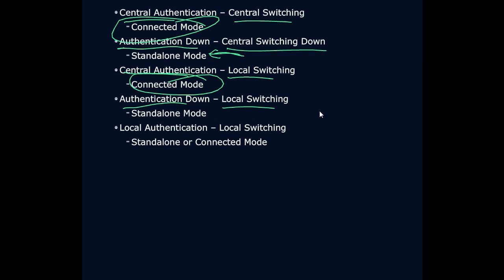What happens when authentication is down, but we're using local switching? That was our last scenario I just talked about at the end of that last slide, in which we are fine if the authentication took place prior to the authentication server going down, unless we need to reassociate. Once authentication is down and we're using local switching, we need standalone mode. We're going to be in standalone mode, which again depends upon your wireless LAN configuration.